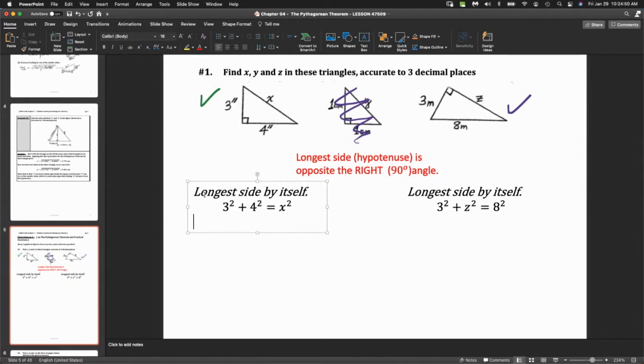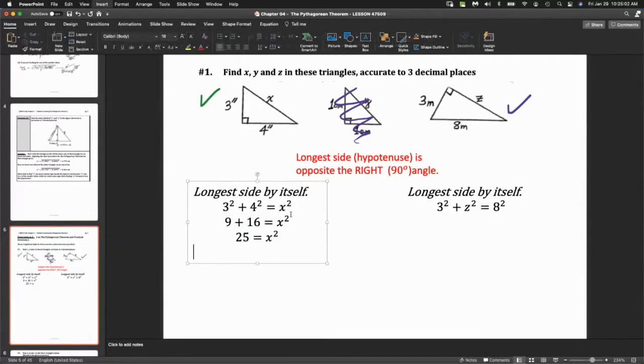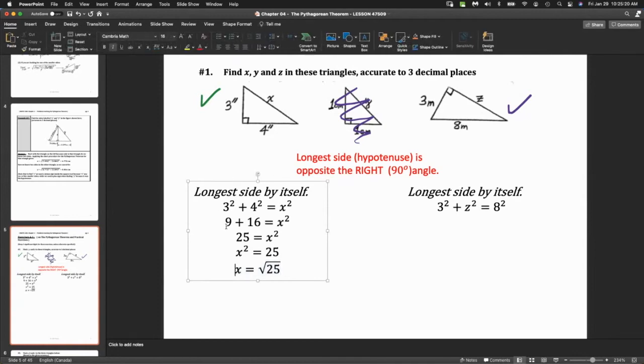Now, in this case, if the longest side is the variable, then this type of algebra is not that bad. So here we have 9 plus 16 equals x squared, 25 equals x squared, or x squared equals 25, or x equals 5. If you want to see an extra step there, I'll definitely put the square root of 25. And we're good. Any questions about this answer here? Let me know in the chat. Who's feeling okay with what I did there?